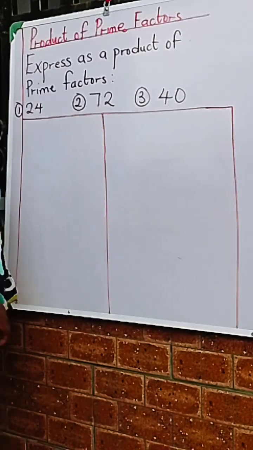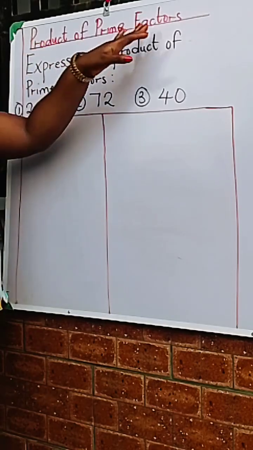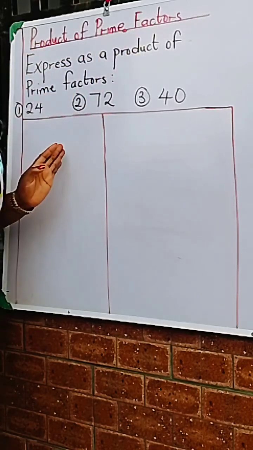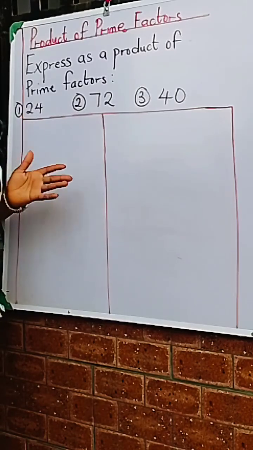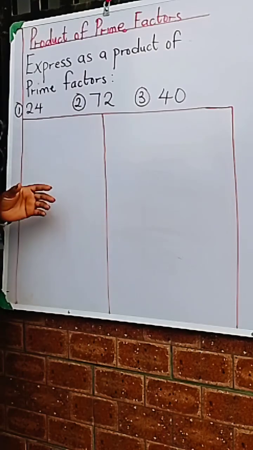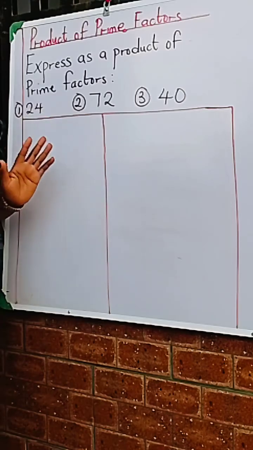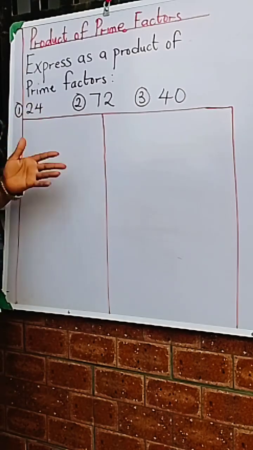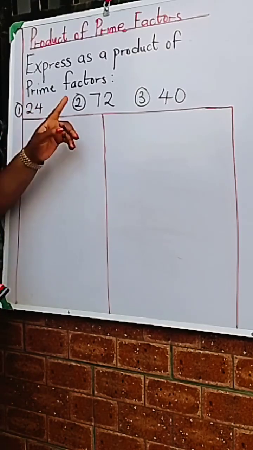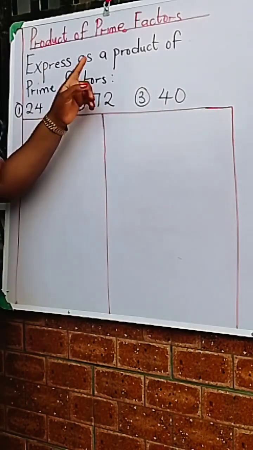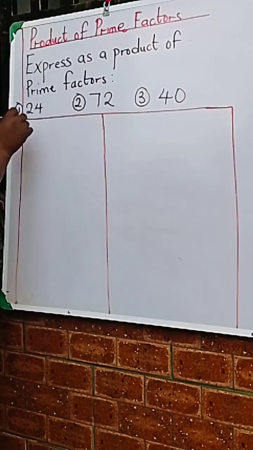So today we are going to be looking at product of prime factors. This kind of question always appears in common entrance. And they will still meet it in their JSS1 class, probably JSS2. But this question always appears in common entrance: Navy, NACO, school common entrances. So we are going to be expressing 24, 72, and 40 as a product of prime factors. Now let's delve in.